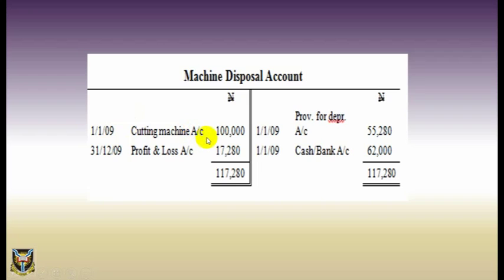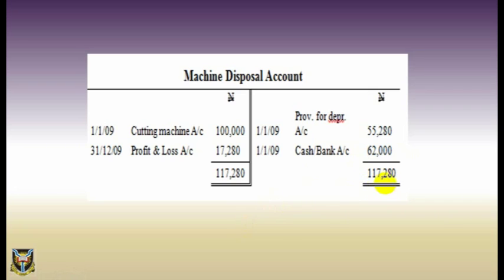Machine disposal account. 1/1/2009 cutting machines account 100,000. 31/12/2009 profit and loss account 17,280, totaling 117,280 naira. Provision for depreciation account 1/1/2009, 55,280. 1/1/2009 cash/bank account 62,000, totaling 117,280.